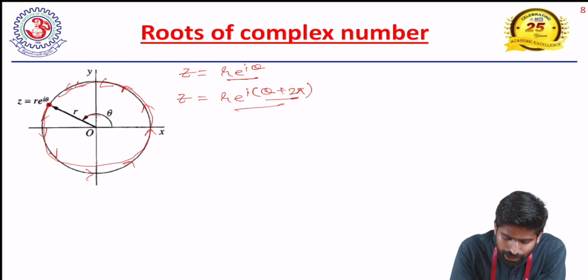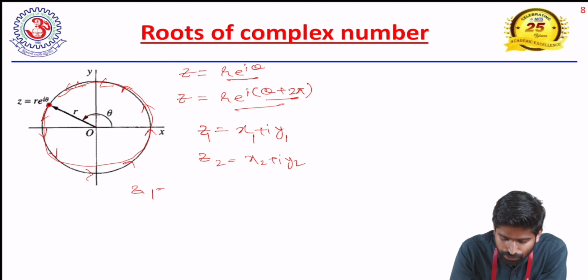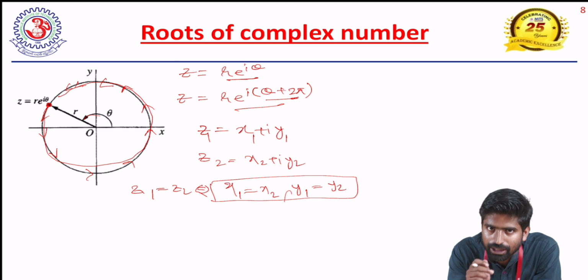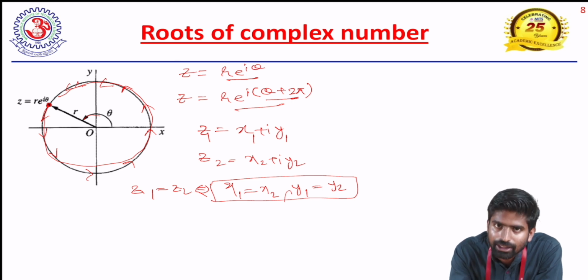But when we represent z as x plus iy, with z1 equal to x1 plus iy1 and z2 equal to x2 plus iy2, when we say that z1 equals z2, what is the condition we need to verify? That x1 has to equal x2 and y1 has to equal y2. These are the two important conditions, and they are both necessary as well as sufficient to verify that the two complex numbers are the same, and that is in the Cartesian form.